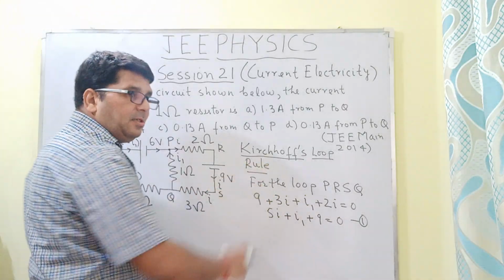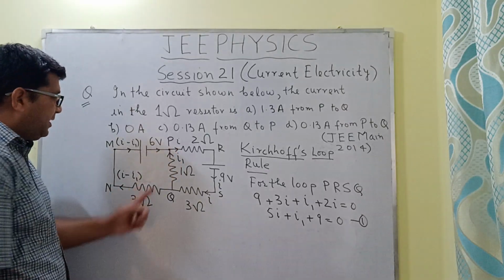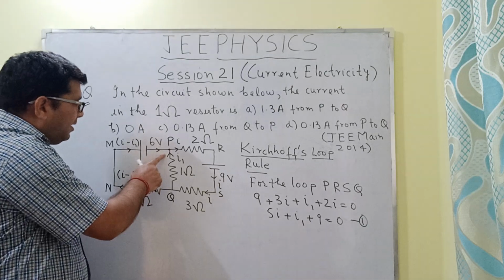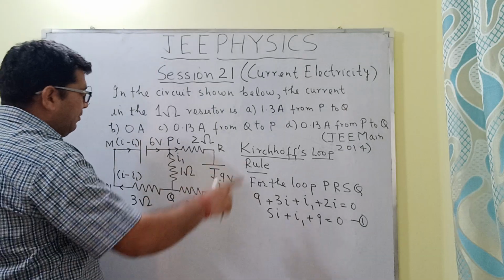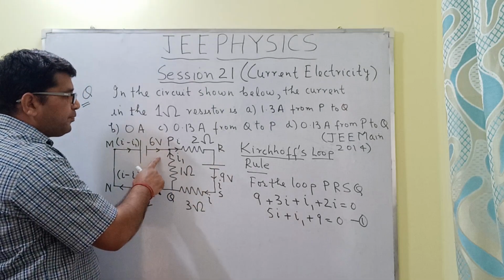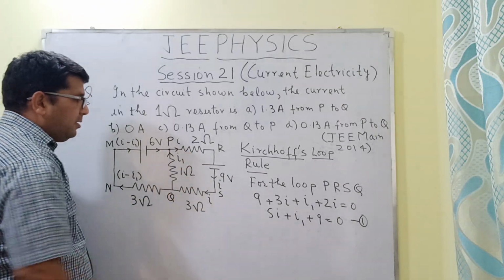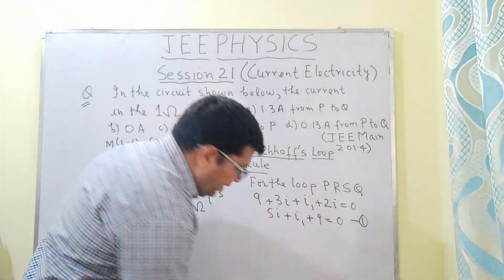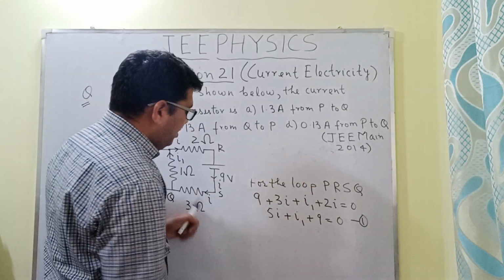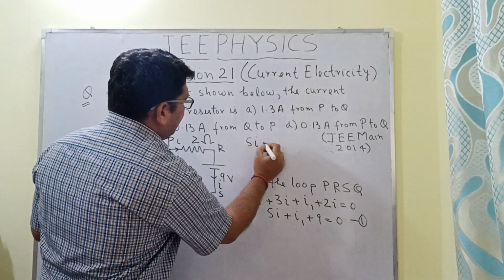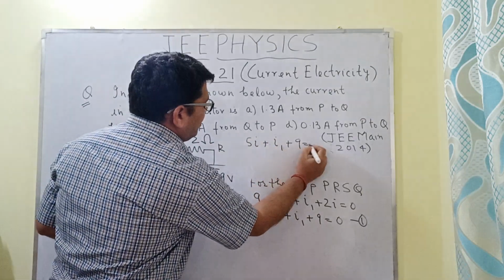Loop rule and the junction rule also. I applied the junction rule at this point P, that is, the sum of the current entering a junction is equal to the sum of the current leaving the junction. By using that junction rule, the current which will be flowing through this 2 ohm resistor is equal to I. So the first equation which I have got using Kirchhoff's law is 5I plus I1 plus 9 is equal to 0.